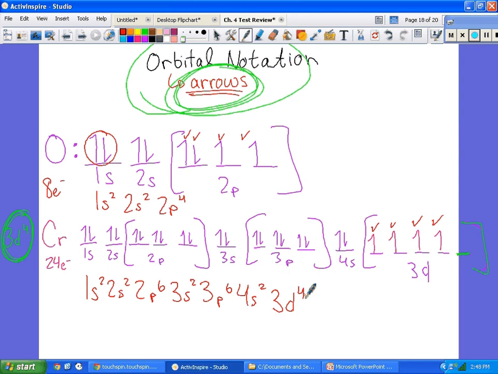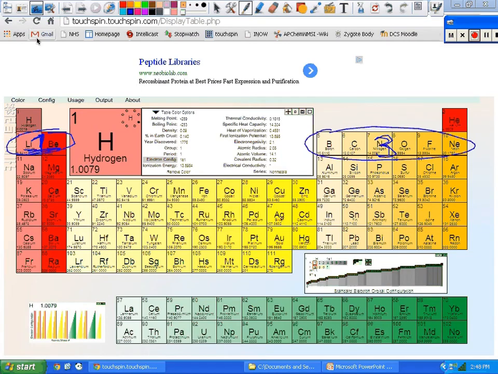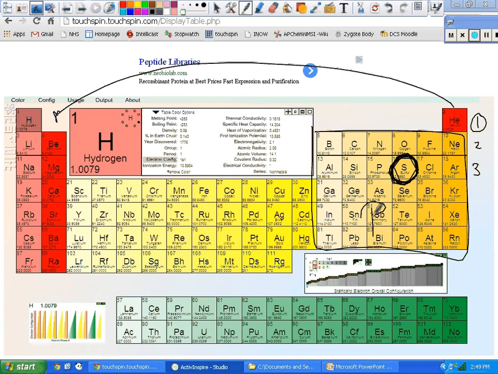I'm going to do another one just to show you. Let's just pick a random one. Just to make it nice and simple, let's just do sulfur. Let's go ahead and label this and figure out what this is. We know that, even though helium moves here, this is going to be period 1, period 2, period 3. So it's period 3. We know this whole block is the P block, and this is 1, this is 2, this is 3. So its final value is 3p4.